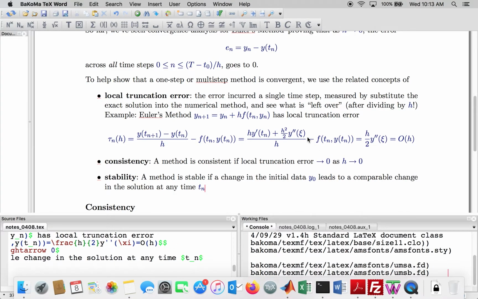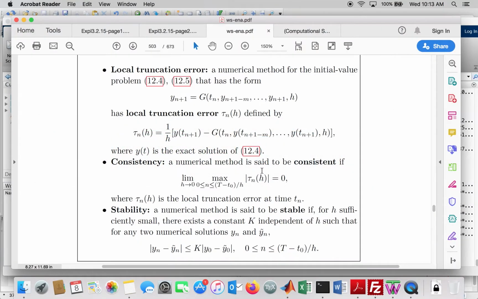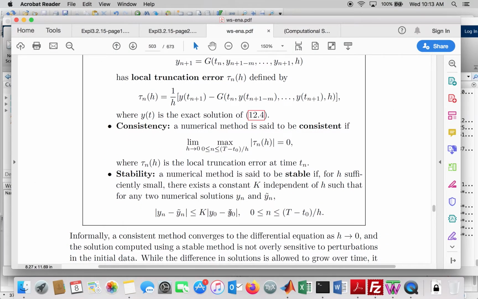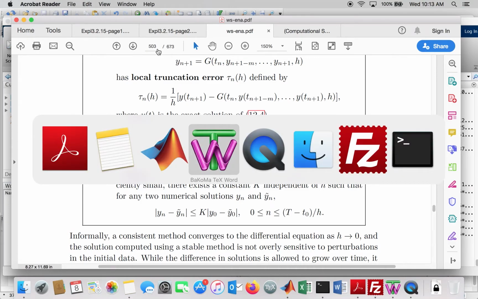For the formal definition, okay. So here we have a change in the initial data. So two different initial data, y naught and tilde y naught. So a change in the solution caused by that change in initial data is bounded in size by some constant k times the change in initial data. And the very important thing here, k has to be independent of h. So I'm going to make a note of that in my informal definition.